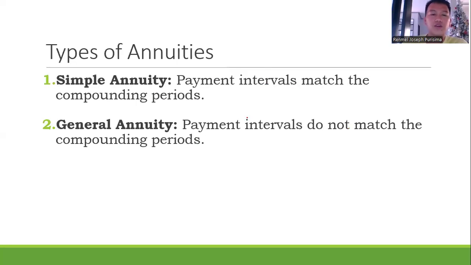We have two types of annuities. First, we have the simple annuity, and the second one is the general annuity. For the simple annuity, the payment intervals match the compounding periods. So the interval of the payment is the same as the compounding period. Meanwhile, for the general annuity, the intervals do not match the compounding period. Later on, we will have an example with regards to that.